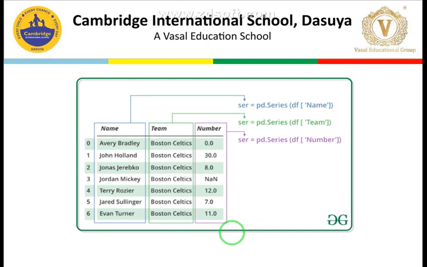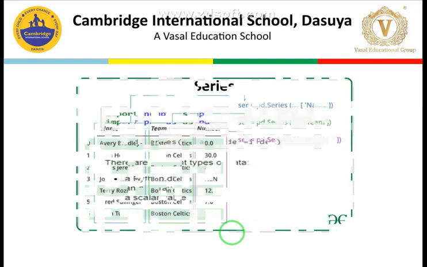So students, now you might have understood the basics of series. Series is one-dimensional. You know that name is one of the dimensions of the NBA file, team is one of the dimensions or columns of the NBA file, and similarly number is one of the dimensions of the NBA file. So one dimension represents one column.